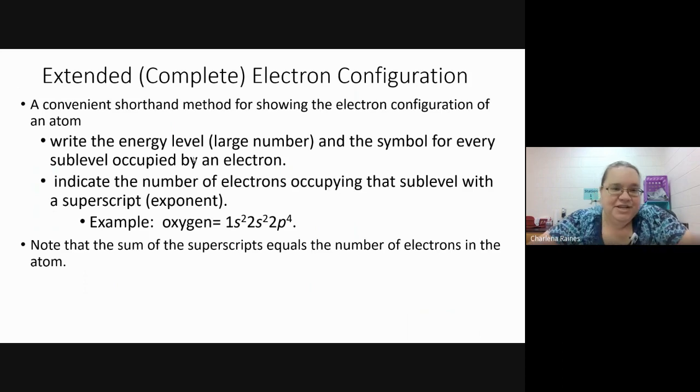Now, it is interesting to note that if we add up the exponents, 2 plus 2 plus 4, that will always give you your number of electrons. So it's a nice kind of self-check to see, are you where you think you are? Or if you get lost in writing configurations, it's a good way to see, okay, where am I in terms of filling up the cloud? What electron am I actually on?